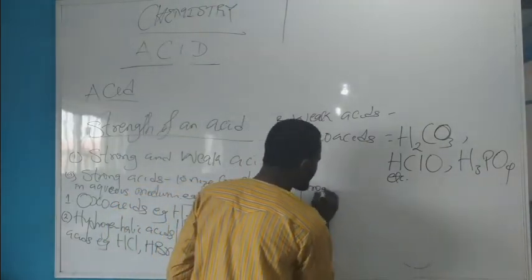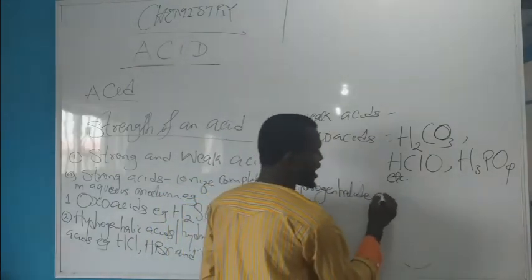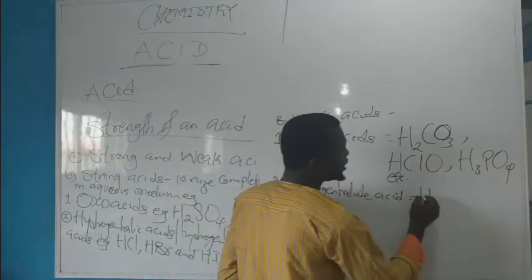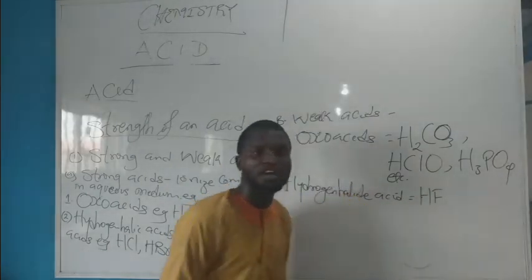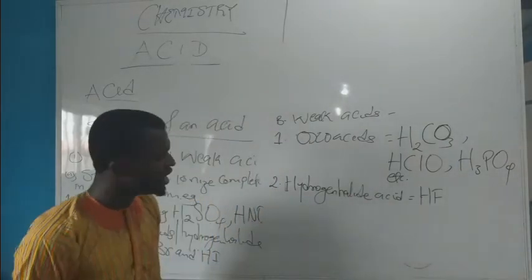Then, Arabic numeral 2, we have hydrohalic acids. The only hydrohalic acid we have as a weak acid in this category is hydrofluoric what? Acid, HF, hydrofluoric acid. It is one of the weak acids among the hydrohalic acids.